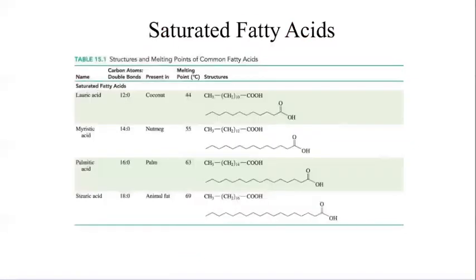Now, on table 15.1 in the textbook, this table is extensive, so I actually broke it into 2 slides. We have the structures and melting points of common fatty acids, okay? It is important that out of this table, let me just put it, that you need it for the final exam.